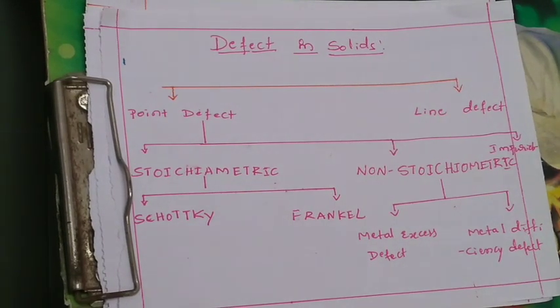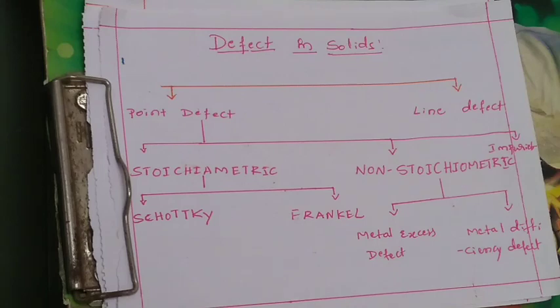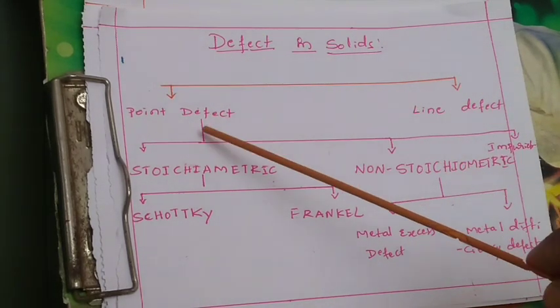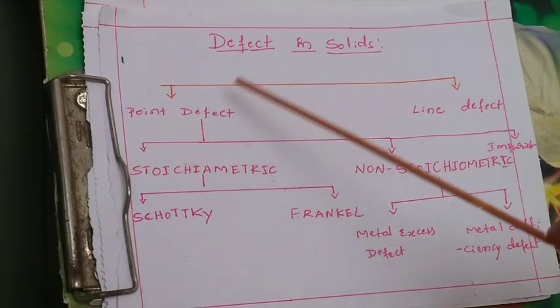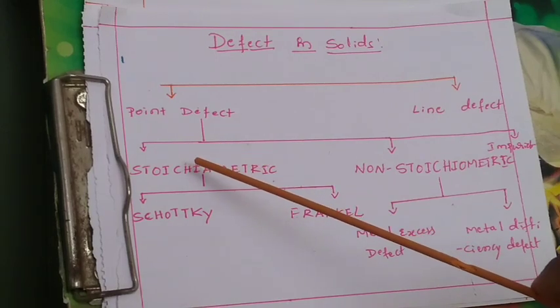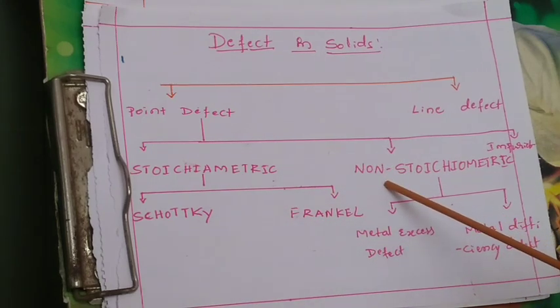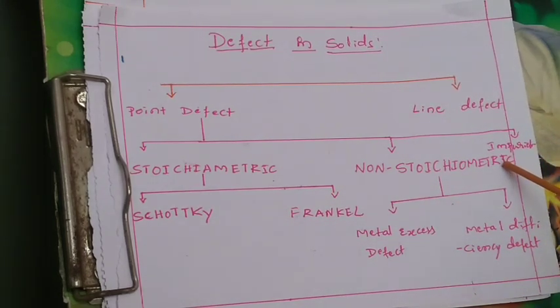Defects in solids. Defects in solids can be defined as the deviation in the ideal arrangement of the lattice points of the crystal lattice. These defects in solids can be classified into two types, that is, point defect and line defect. The point defect can be classified into three types, that is, stoichiometric defect, non-stoichiometric defect, and the impurity defect.